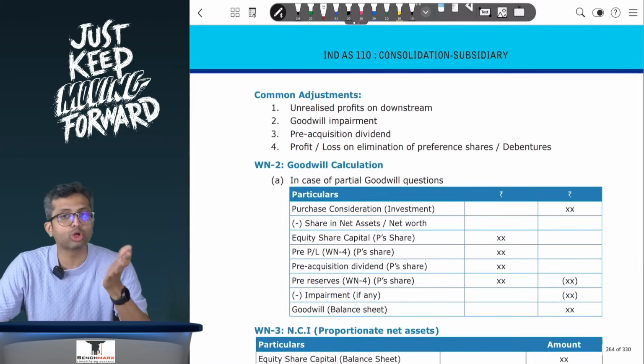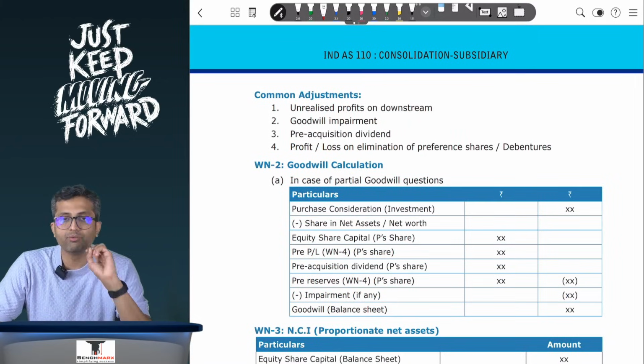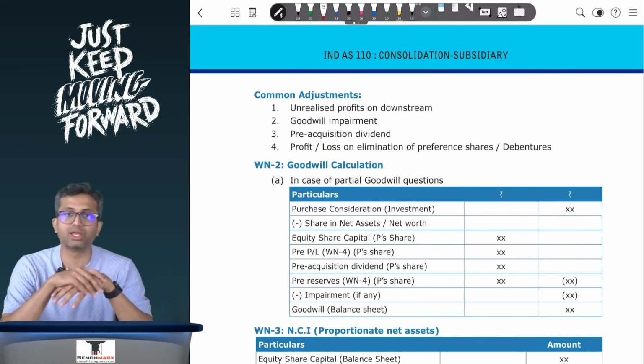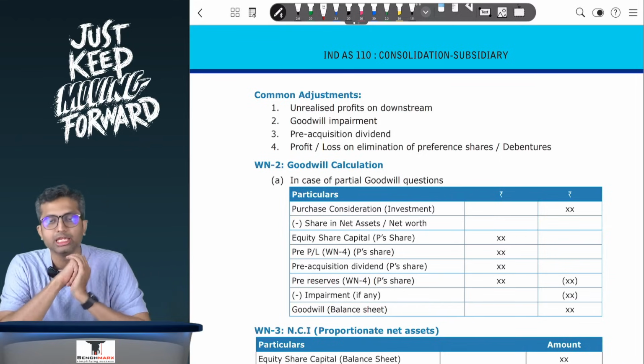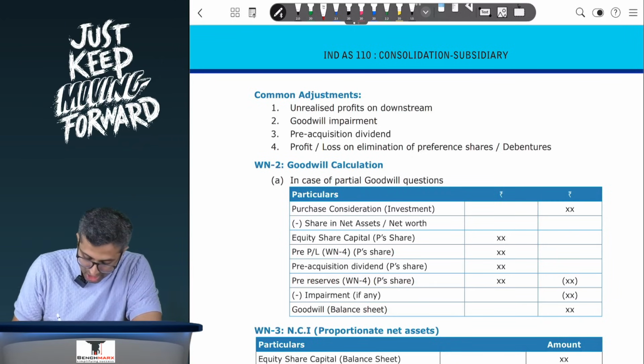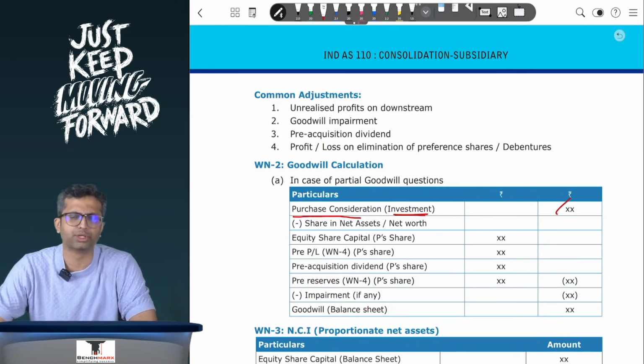Working note 2 will be cost of control or goodwill workings, as the case may be. Over here, how will you calculate the cost of control? Well, we will say, what are we paying to acquire control, where the investment that is appearing in the balance sheet. So you will take the investment balance over here. This will be purchase consideration, which will be shown in the form of investment that will appear over here.